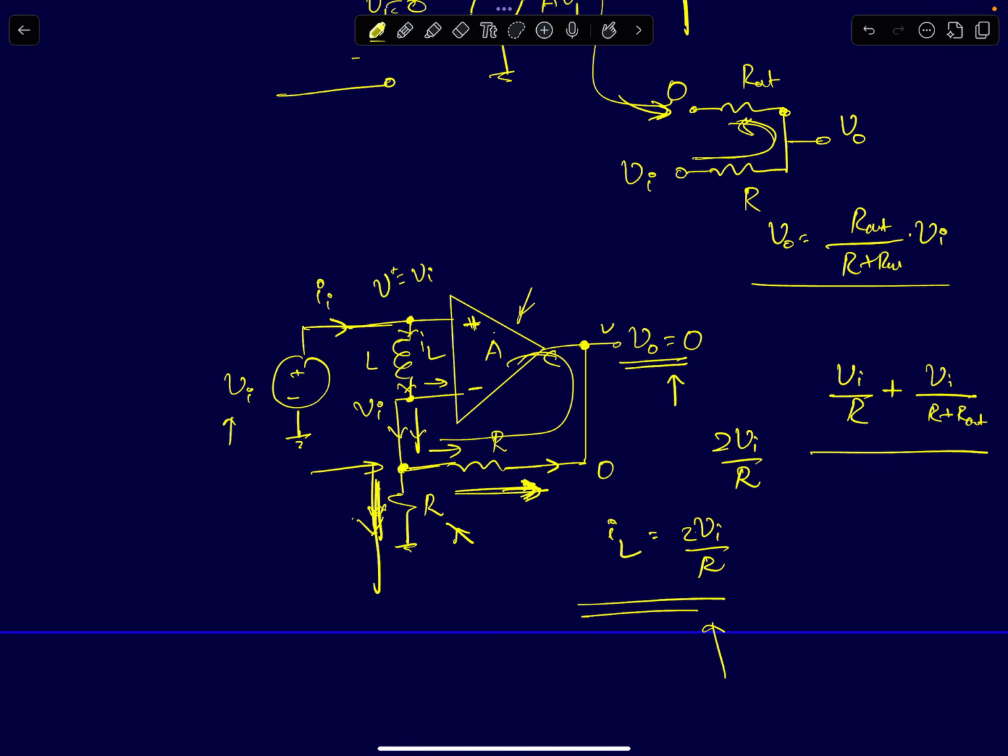That will be your total current flowing through the inductor. Okay, so hope this problem is clear. In case you guys have any doubt on this problem, you can just pose your question, and I'll try to answer that. Okay, so it's an interesting question.